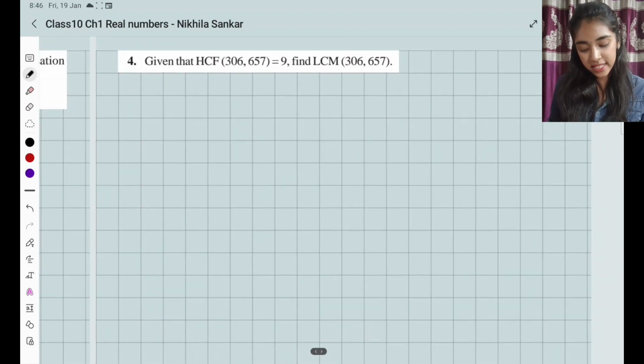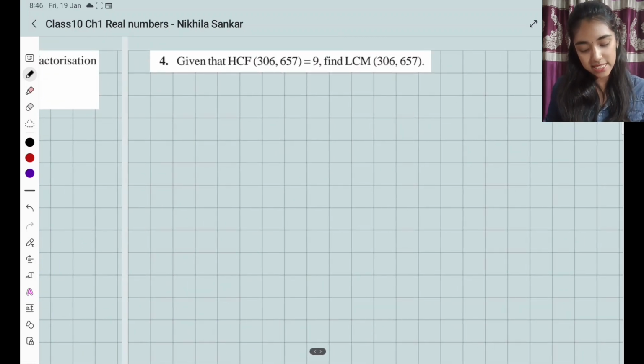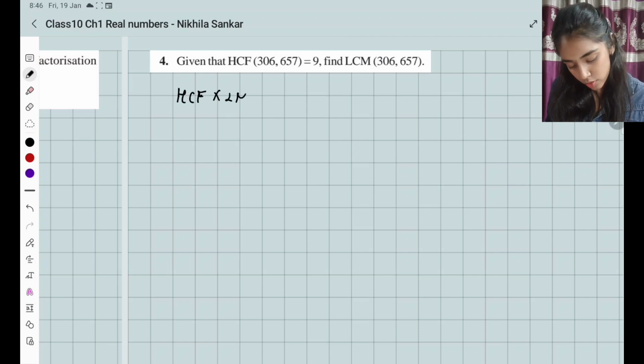Question number 4. Given that the HCF of the two numbers is 9, what is the LCM? So what formula do we know? HCF into LCM.